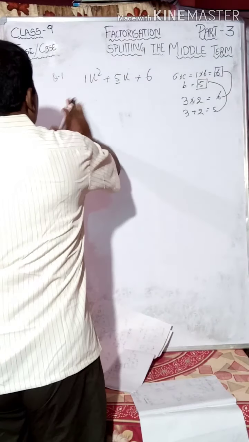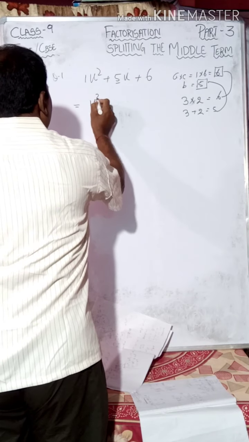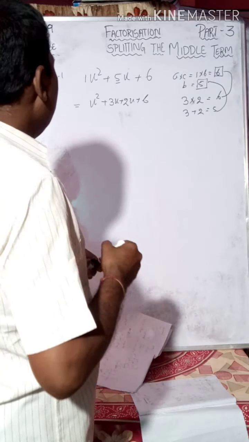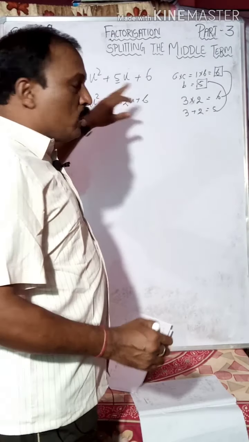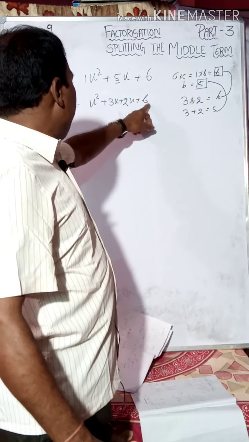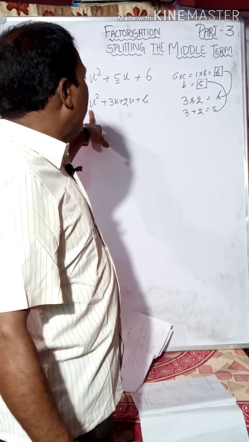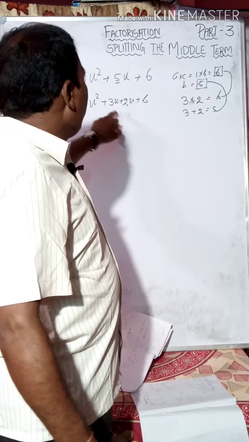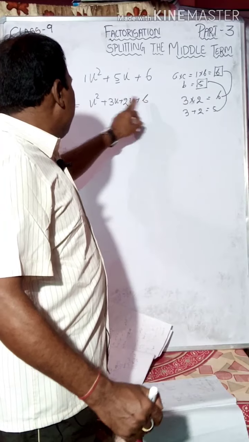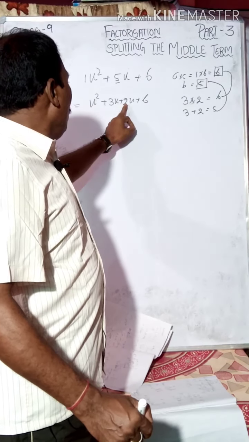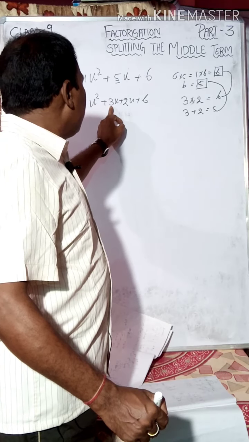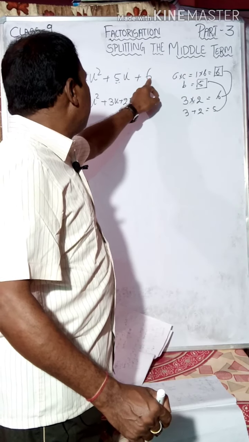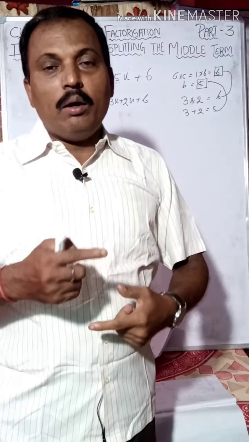So we split it: x square plus 3x plus 2x plus 6. Now look, you can multiply the whole terms, no problem: 6 into x square gives 6x square, and 3x into 2x is equal to 6x square. Or you take only the coefficients: 6 into 1 is 6, 2 into 3 is 6, and 3 plus 2 is 5. This is the middle term factorization.